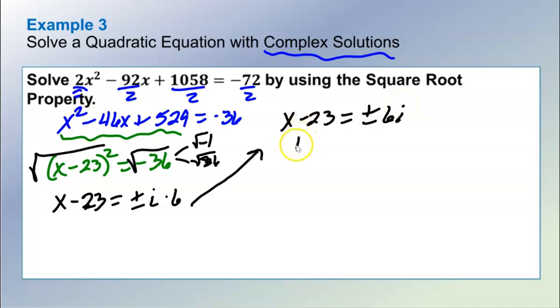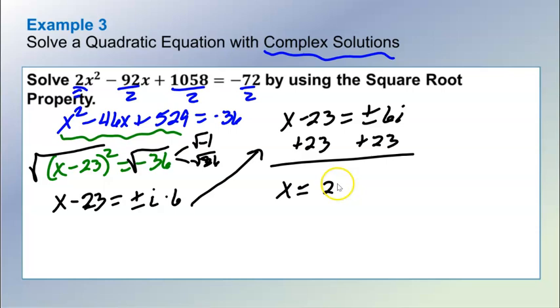And to get x by itself, I'm going to add 23 to both sides. So my final answer would be x equaling 23 plus or minus 6i. Now I cannot combine these because they're not like terms. One's an imaginary number and the other one's real. So that is how you can solve quadratic equations by using the square root function, or the square root property.